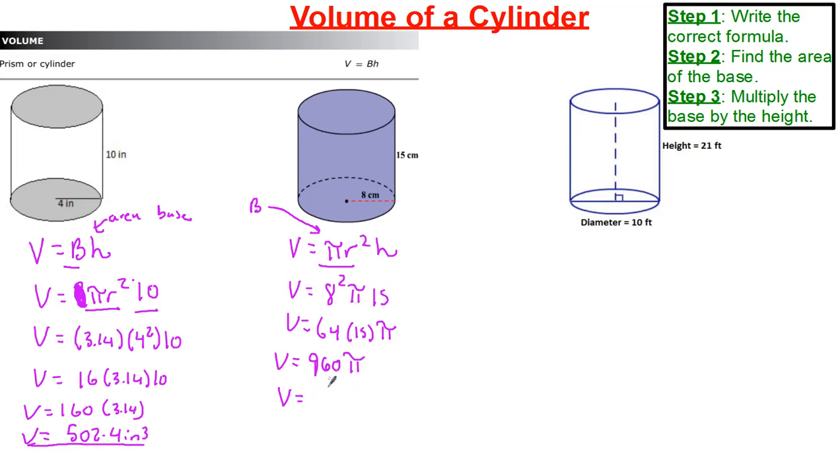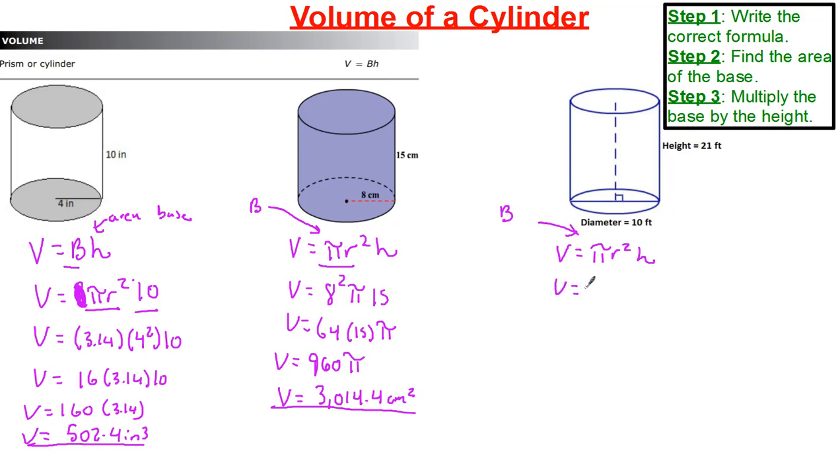But if I were to ask you to multiply through, I'm going to multiply this by 3.14, of course, because pi is 3.14. So I get 3,014.4 centimeters cubed. Okay, once again, we're working with the same formula. Pi r squared times the height, and remember that this is equal to big B.